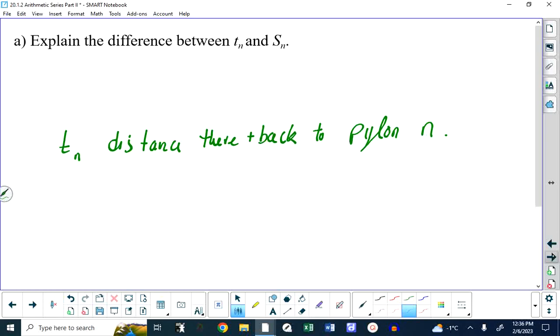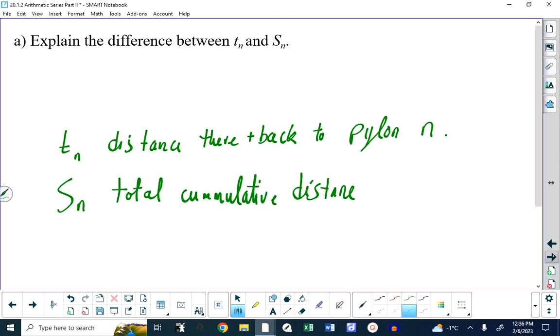Sn, on the other hand, we said is the total distance. Total, I'm going to use the word cumulative. There and back to n pylons. And the key word there is S. Not because S stands for sum, but because there's multiple pylons. You're going to the first and back, second and back. You're adding them together. It's not just there and back for one, it's there and back in total.